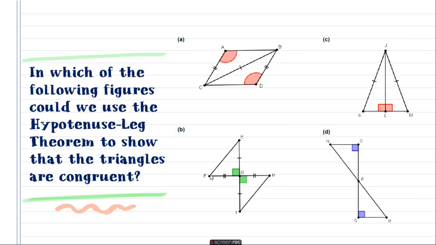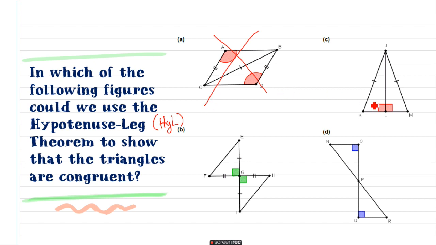Next, let's apply what we have just learned. In which of the following figures could we use the hypotenuse leg, HYL? We're going to determine which of these figures show the hypotenuse leg theorem. Let's look at letter A. Does this represent the HYL? These are not right triangles. Therefore, letter A is not applicable.